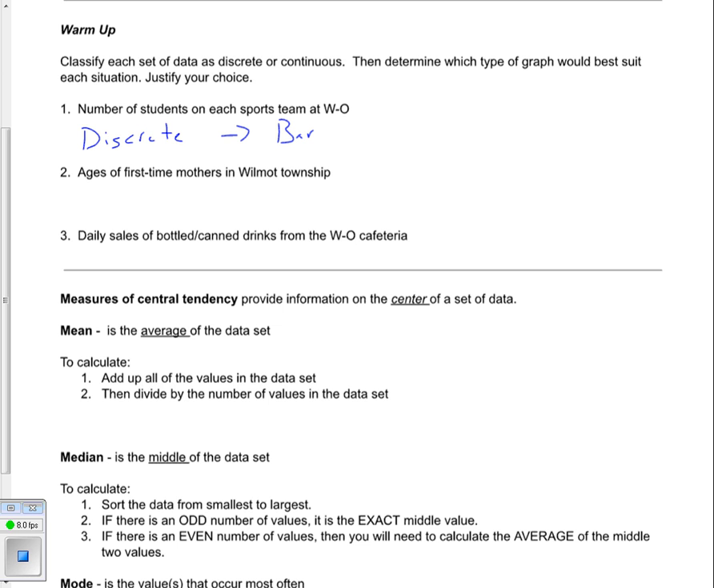The ages of first-time mothers in Wilmot Township. I would argue that this is continuous data because they can be in different ranges. So we'll put this as continuous data. And continuous data could best be described as either a line graph or a histogram. In this case, because we're looking at age ranges, I would say that the histogram is the best way to look at this.